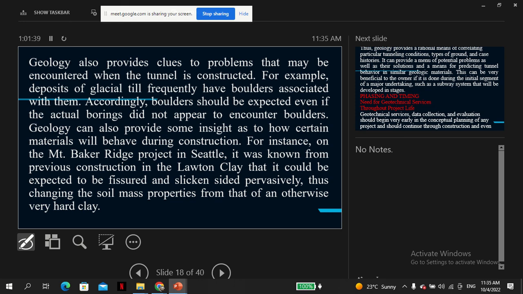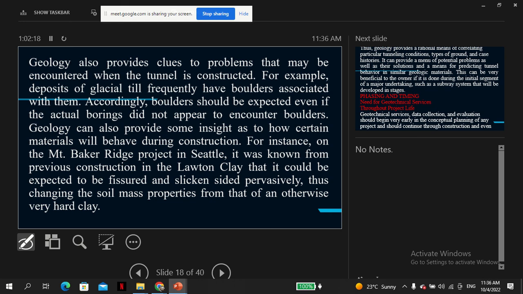For example, there's some project in Seattle, I think, in the U.S. It was known from previous construction in Lawton clay that it could be expected to be fissured and slickensided pervasively, thus changing the soil mass properties from that of an otherwise very hard clay.